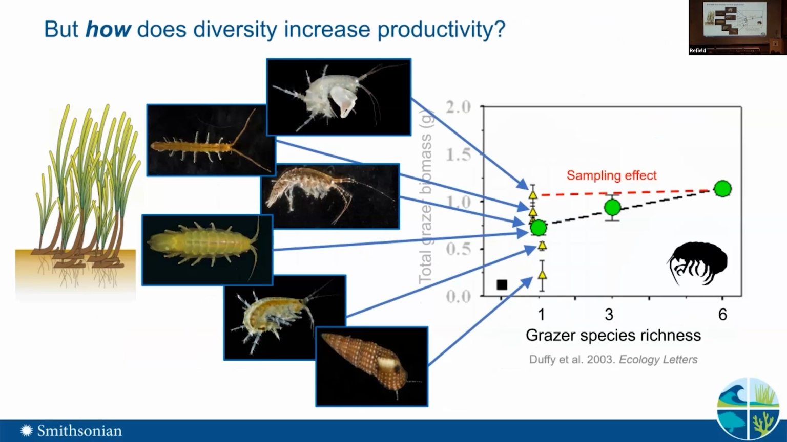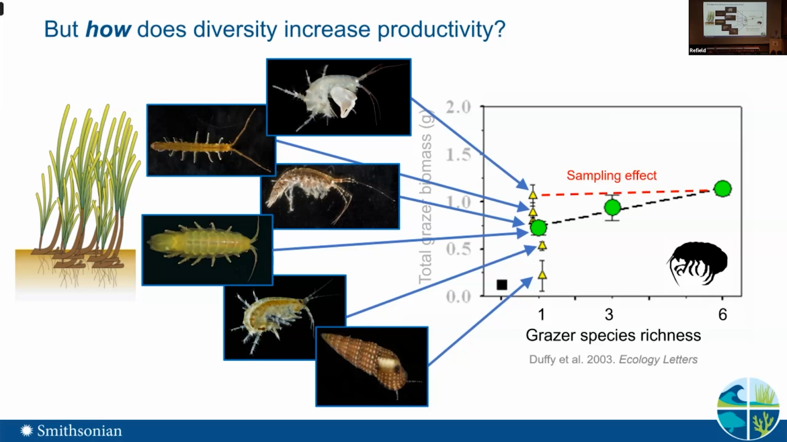So how does it work? What is the basis of those relationships? Coming back to the seagrass grazer example again, we can see that in this case, the yellow triangles here are the grazer biomass production for single species treatments. Each of these different little bugs, amphipods, isopods, snails. And so you can see what's happening here is that there is a sampling effect. That is, within these small mesocosm tanks, there is one species that does best. This guy up on the top. And so this is an example of a case where there has been selection for the one species that can take over.